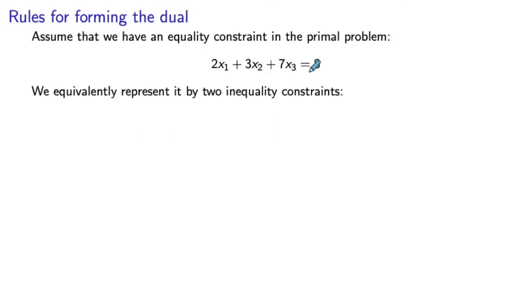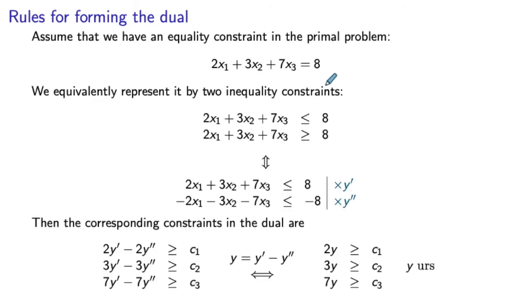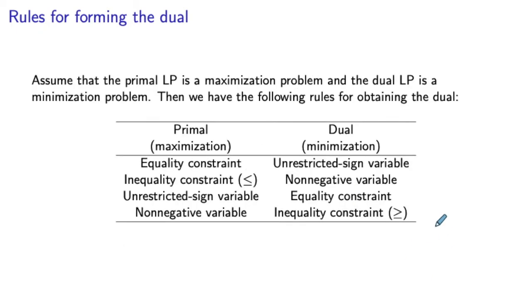Then we discussed the rules for forming the dual LP in the general case when we have all types of constraints, and we showed that if you have an equality constraint instead of the inequality, then the corresponding dual variable will be an unrestricted unsigned variable. So we saw this correspondence between equality constraints and unrestricted unsigned variables.